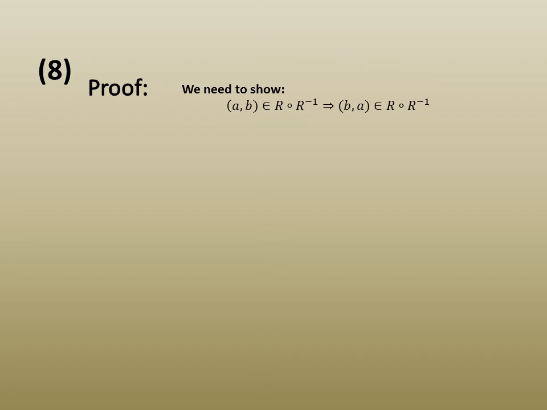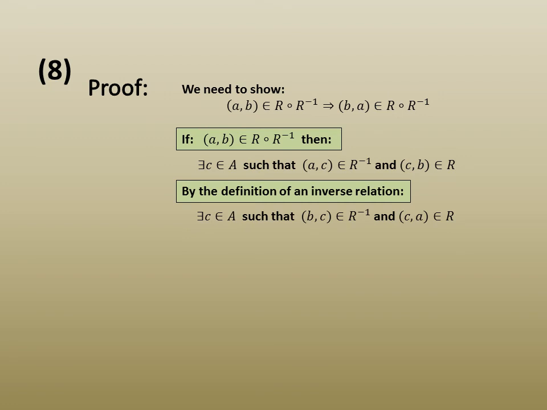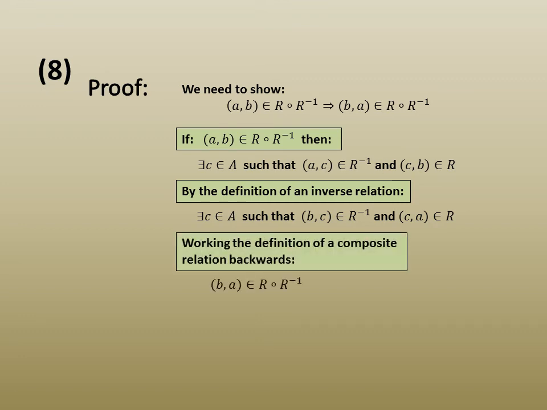Question 8. In this proof, we need to show that if (A, B) belongs to the composition, then (B, A) belongs to the composition too. For step 1, we see that by the definition of a composition, there must exist an element C belonging to set A, such that (A, C) belongs to inverse R, and (C, B) belongs to R. Then, using the definition of an inverse relation, we see that (B, C) must belong to inverse R, and (C, A) must belong to R. Now, we work the definition of a composite relation backwards to see that (B, A) belongs to the composite relation too. This completes the proof.